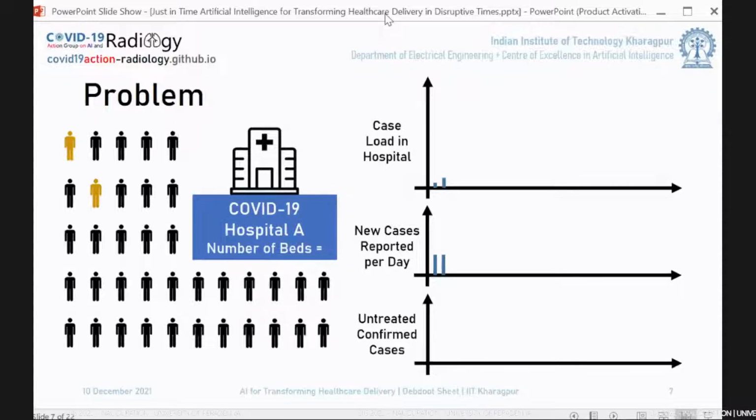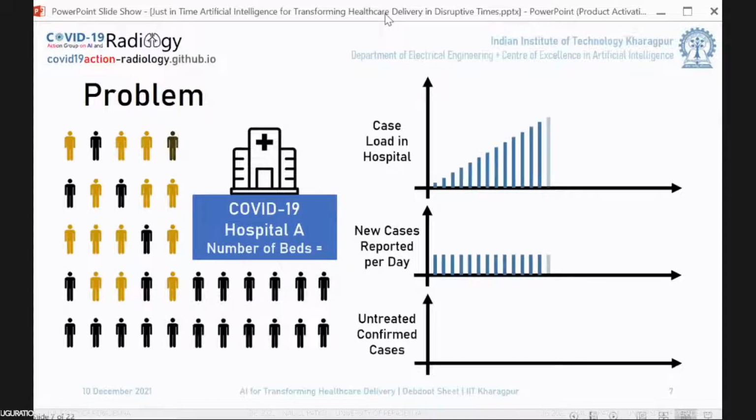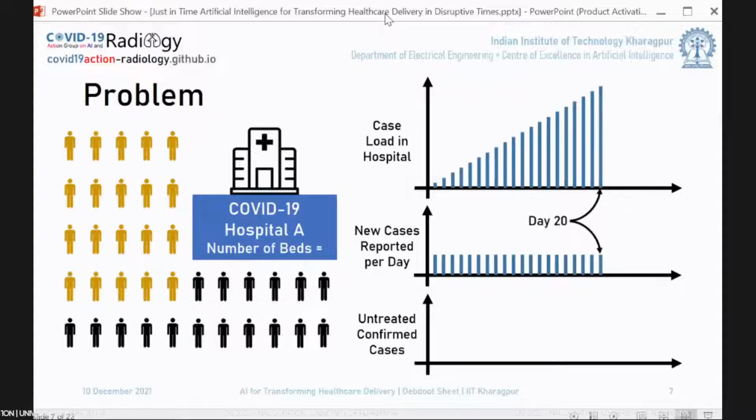The next day, you have another additional patient coming into the hospital. So the caseload of the hospital is now two, because you have one patient from the first day and another patient who comes in the second day. But the number of new cases reported that day is also one. So you keep going this way, every day there is one new patient who is diagnosed and moved into the hospital. So at the end of day 20, you would find that the hospital beds are practically full.